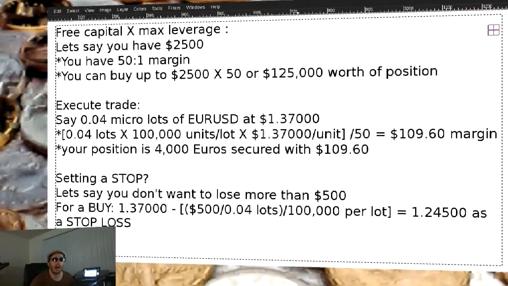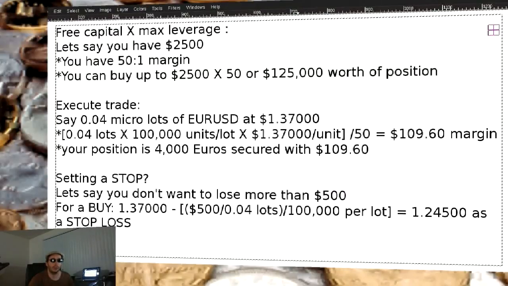0.04 lots times 100,000 units per lot. A standard lot in Forex is 100,000 units, at least for currencies, which is what the Forex market is. So when you execute an order, you're going to have a volume of trade you want to do. 1.00 is saying you want to buy or sell 100,000 units of currency X. In the case here, we're dealing with the euro dollar, which is the price of the euro paired against the price of the US dollar. In Forex, everything's paired in currency pairs.